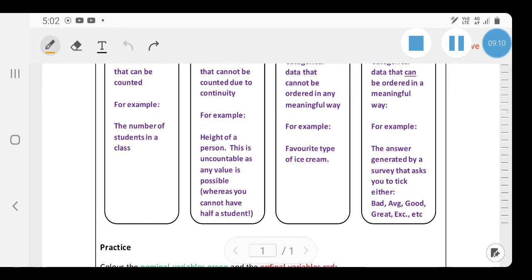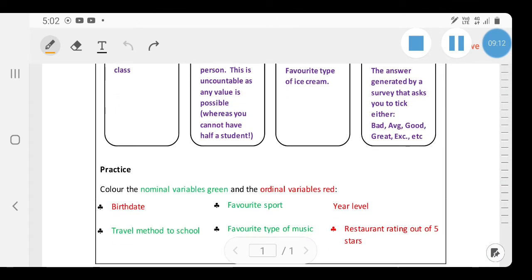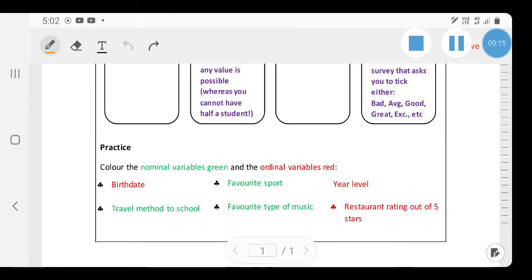All right, now because nominal and ordinal, the two types of categorical data, are the ones that people tend to get a little bit confused by, I've got a little activity down here that I'm just going to run through with you. It ignores numerical data. That one's a little easier. And we're just going to talk this through, this practice question right here. All right, so colour, and obviously I've already done the colouring, but colour the nominal variables green and the ordinal variables red. And then we have a list of 6 variables, okay? So remember, the nominal categorical variables cannot be put into any kind of meaningful order, whereas the ordinal categorical variables can.